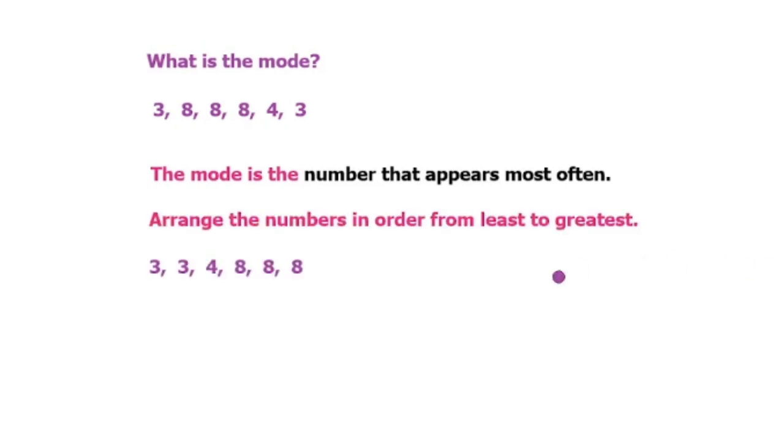So first, what you have to do is arrange the numbers in order from least to greatest. So we've done that. We've taken the 2 3s and we put them here because they're the least. Then 4 comes next, and then the 3 8s. So here 3 appears 2 times, 4 appears 1 time, and 8 appears 3 times. So 8 appears the most times.